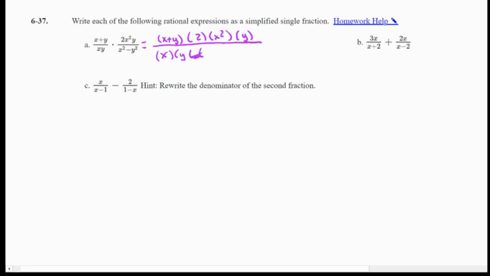And then the x squared minus y squared is a difference of squares, so I'm going to factor that into x plus y times x minus y. Now I can simplify some things because when I divide, they become 1. So x plus y divided by x plus y is 1, x divided by x is 1, y divided by y is 1. What I'm left with is just 2x on the top and just x minus y on the bottom. So there's my single fraction.